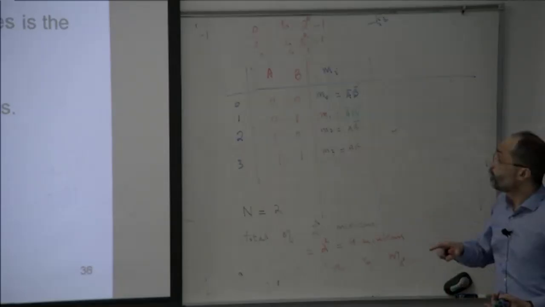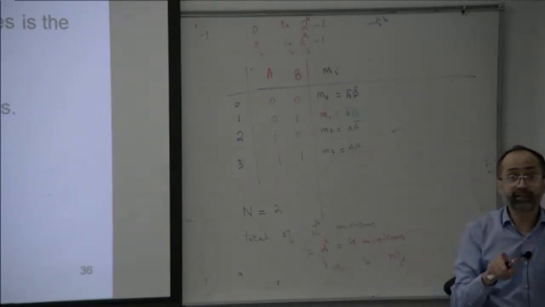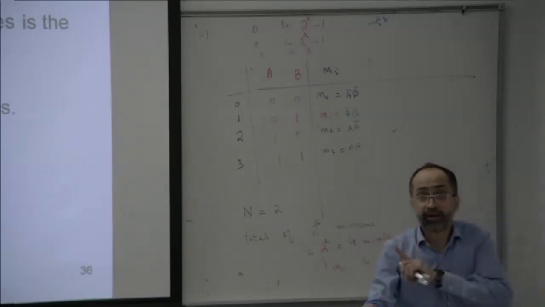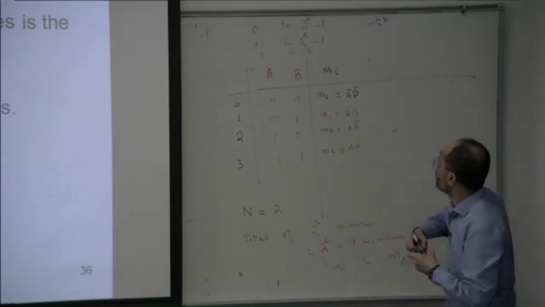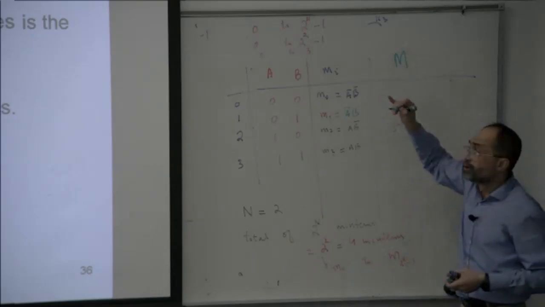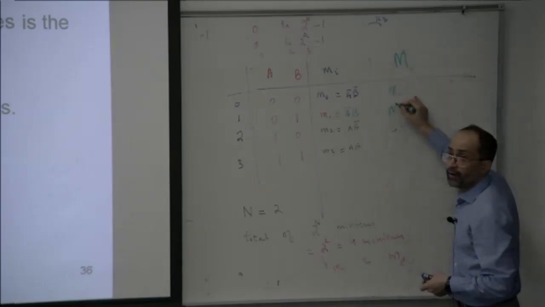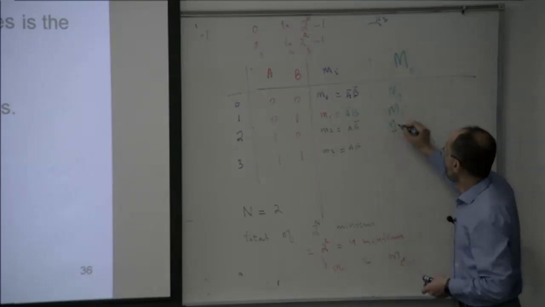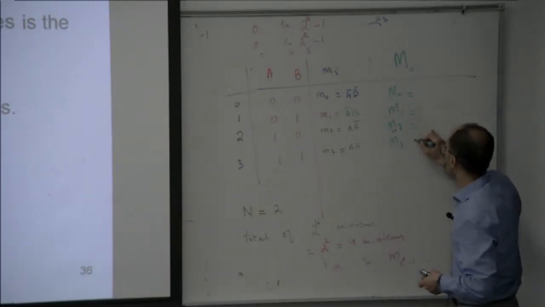Okay. Now we have called for the minterms. So minterm is the product term or the sum term? Product term. Okay. Now this is m0. So now we have the capital M. Capital stands for max term. So we have then M0, then M1, then M2, and then M3.